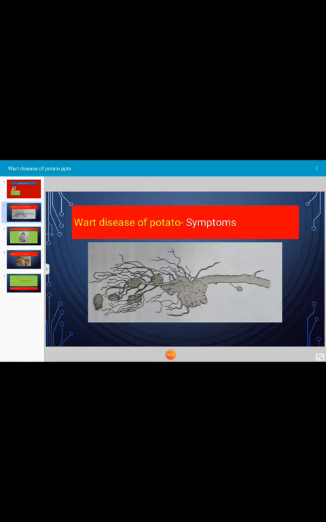The warty outgrowths vary in size. The size of this growth of the infected tissue is different, and it varies in size and shape. On that warty outgrowth, small protuberances or growth of the cells is seen, and sometimes it grows very abnormally on the plant, and this affects the growth of the plant.